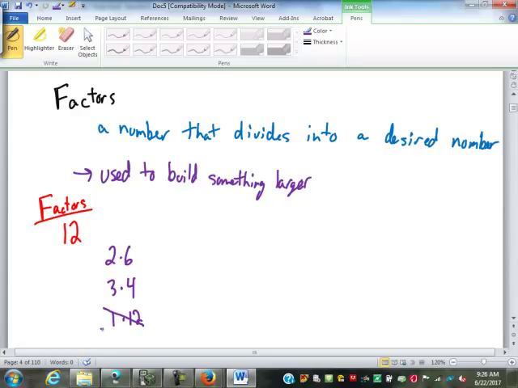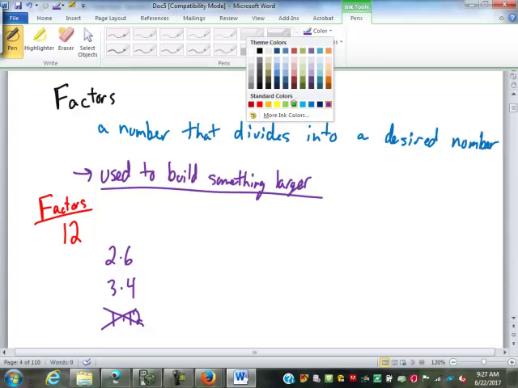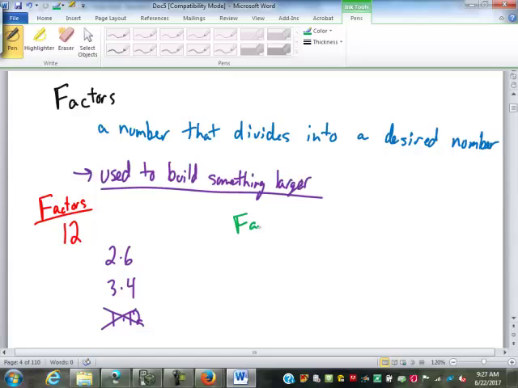Now there's another one. 1 times 12 makes 12. We don't count that as factors because that's just 1 and the number itself. Every number can be created by multiplying 1 times itself, so you're not really building it from something smaller. Notice it's used to build something larger. 12 isn't building something larger, it's building itself, so that doesn't count as a factor.